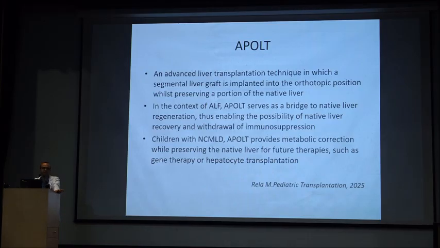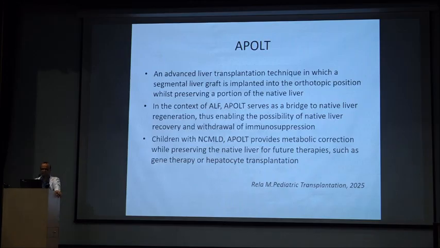In the context of ALF, APOLT has been described, and the purpose is that if the native liver regenerates, then the need for lifelong immunosuppression can be avoided. It was typically described in patients with paracetamol or viral hepatitis. But why do it in children with non-cirrhotic metabolic liver disease? Because this partial graft is sufficient for the metabolic correction while preserving the native liver for future therapies, because it's just a bridge to the future, as the authors have described.